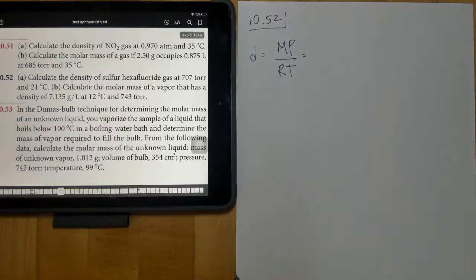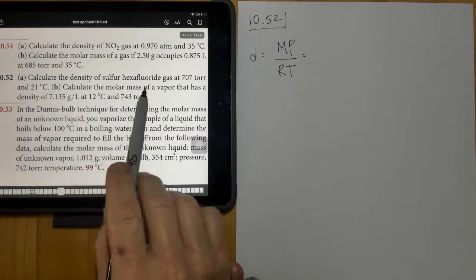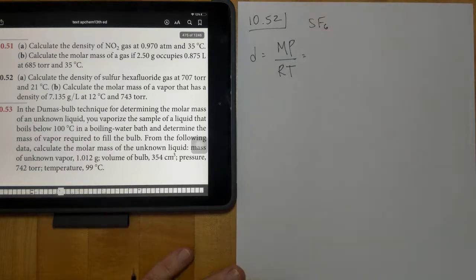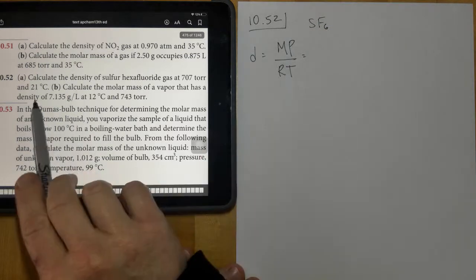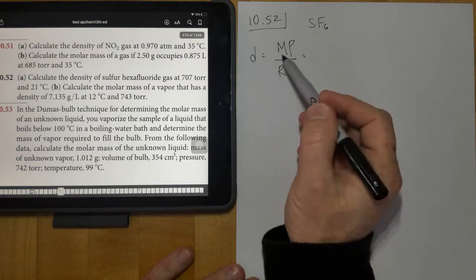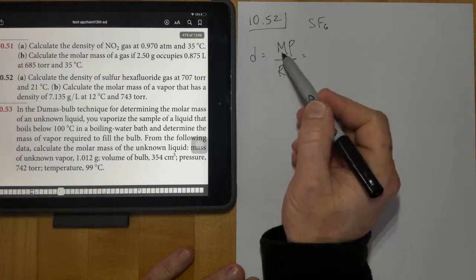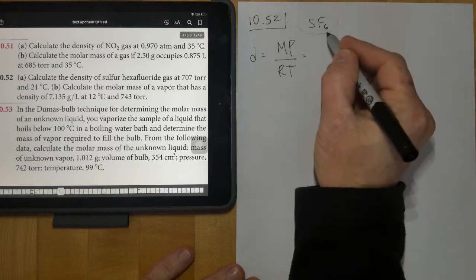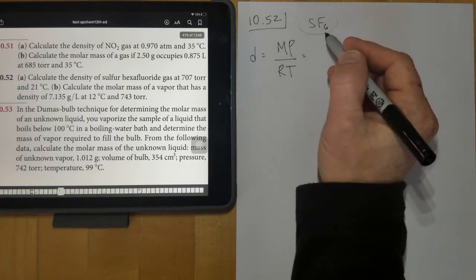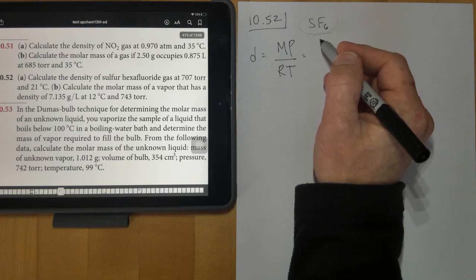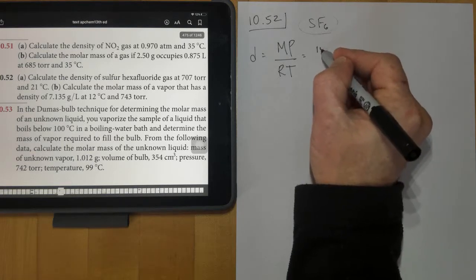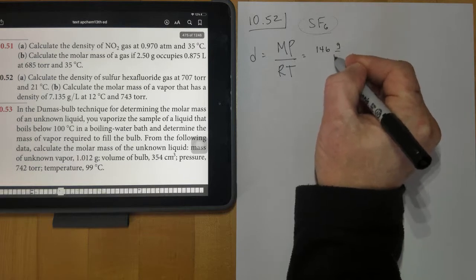This is 10.52. Calculate the density of sulfur hexafluoride gas, SF6, at 707 torr and 21 degrees Celsius. So density of a gas is equal to molar mass times pressure, MP, divided by RT. So the molar mass would then be adding up SF6 on the periodic table. If you add up 1 sulfur and 6 fluorines, it ends up being 146 grams per mole.